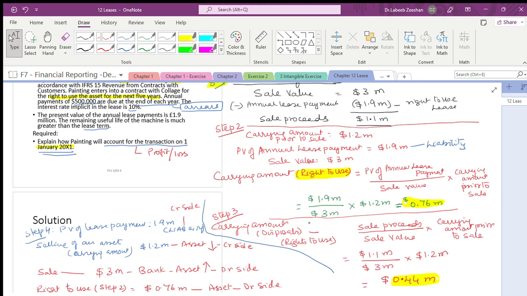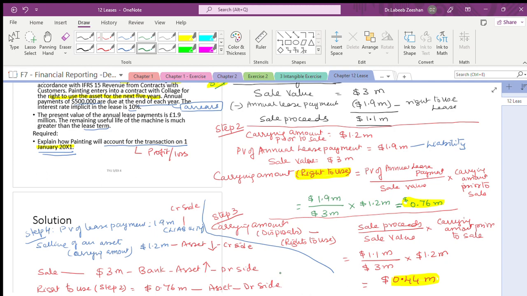Now, step number 2. You should know how much you have to pay, right? If you are using the asset, how much you have to pay. Total lease payments, present value 1.9. What is the value of the sale? 3 million. I will put it like this, it will give a little more clarity. Then I will put it in a box. Don't worry about that.